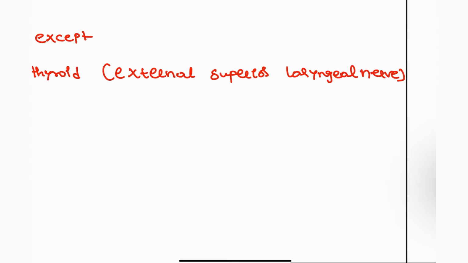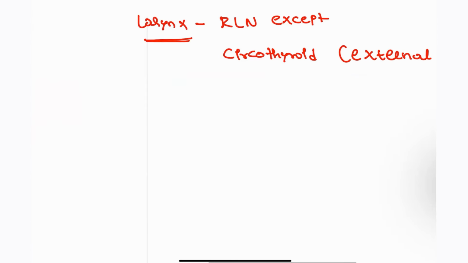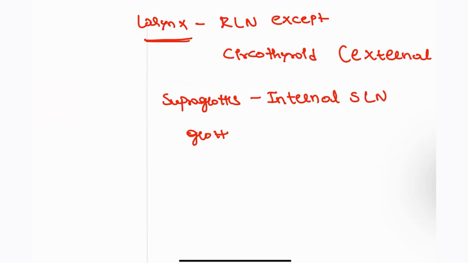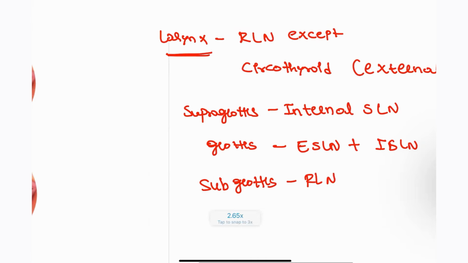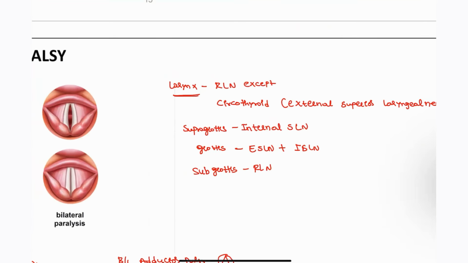Next, coming to the glottis structures. The supraglottis is supplied by the internal superior laryngeal nerve. Next, the glottis is supplied by the external superior laryngeal nerve and also the internal superior laryngeal nerve. The subglottis is supplied by the recurrent laryngeal nerve. This is how you have to remember the nerve supply for the vocal cords.